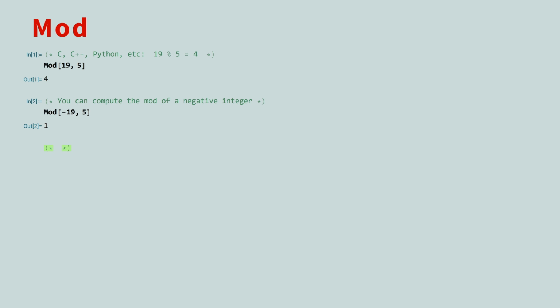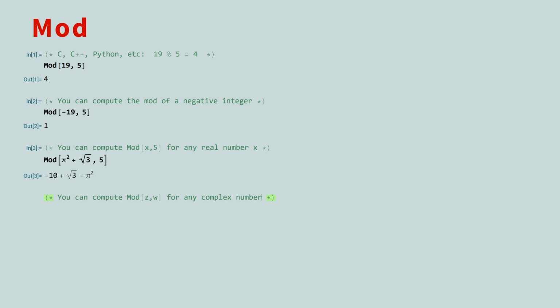Going further, you can compute the mod of any real number. The result just shifts the real number by multiples of the modulus until you get a number in the range 0 to 5, excluding 5. The definitions of a quotient and remainder can be generalized to all complex numbers. The Mod function supports these computations too.